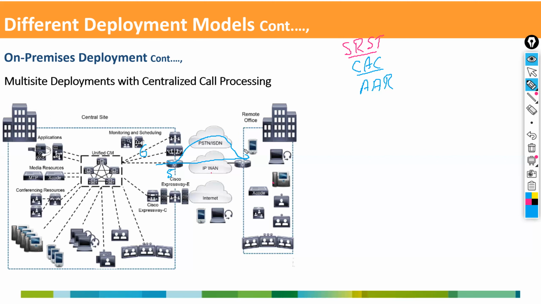Again, similarly here also, 40,000 IP phones, even if you take 100 site offices, the CUCM cluster is only one single cluster, right? So 40,000 phones and 2,100 gateways can be configured.